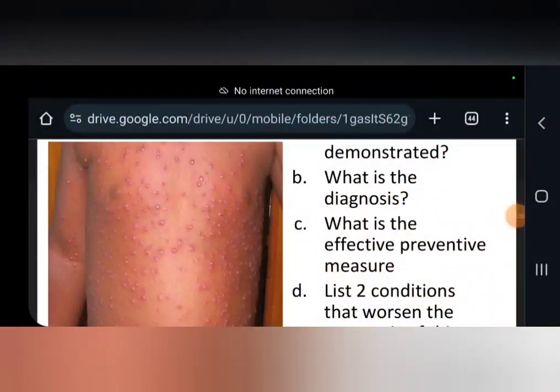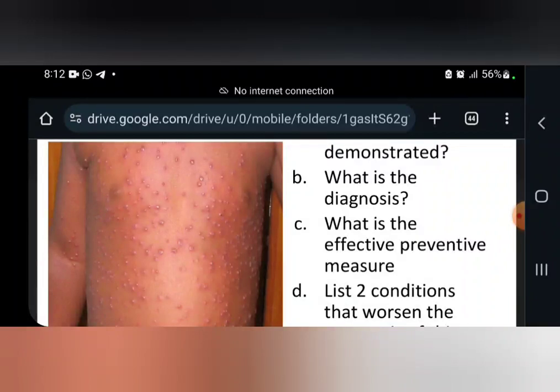So now, if you have a fluid-containing raised lesion of less than 1 centimeter, it's called a vesicle. A raised lesion containing fluid of less than 1 centimeter is called a vesicle, while a raised lesion containing fluid of greater than 1 centimeter is called a bulla.